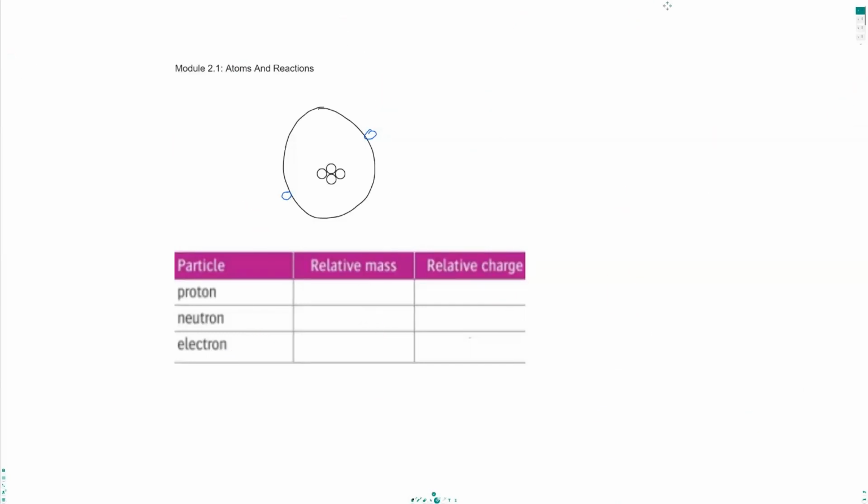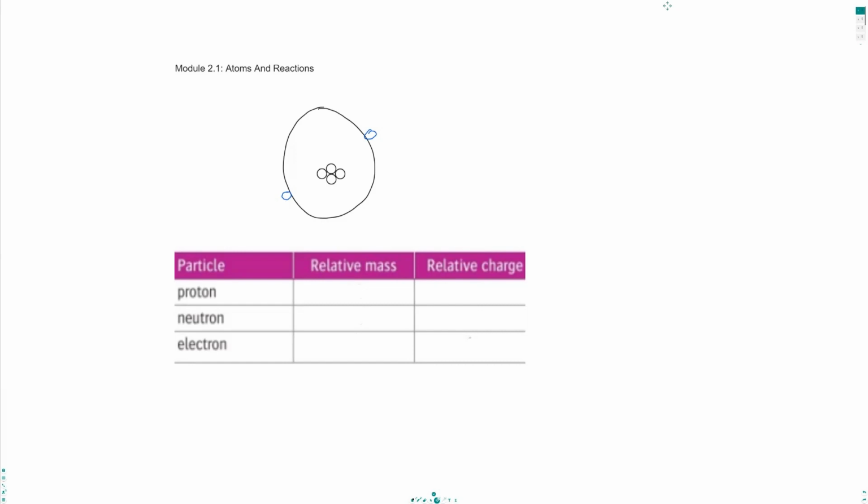Hi, and welcome to today's video on OCR A Level Chemistry. This is the first video in this series, and in this video, we're going to be looking at the first section, Module 2.1, which is Atoms and Reactions. And this is the first video in a series of about 4 or 5 videos.